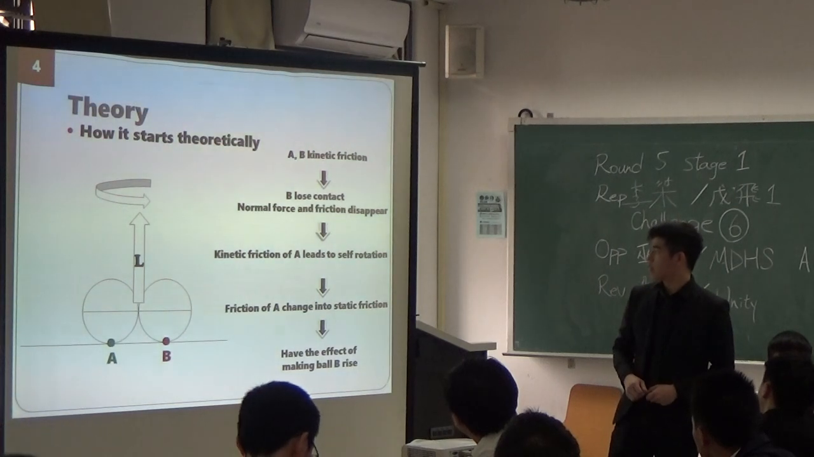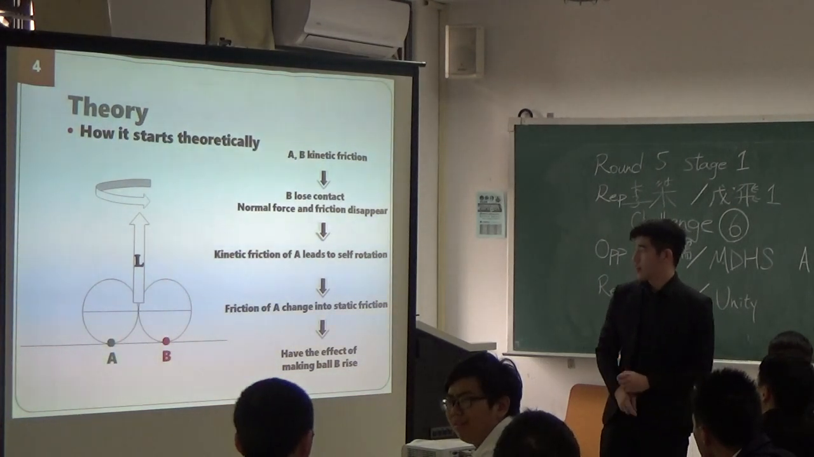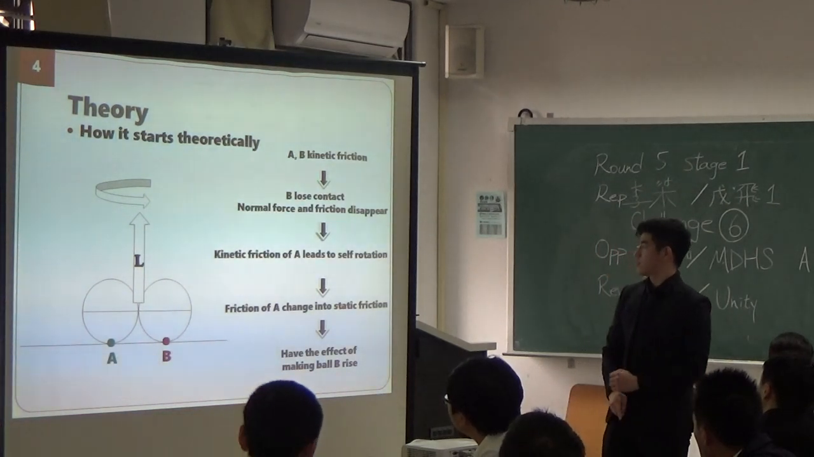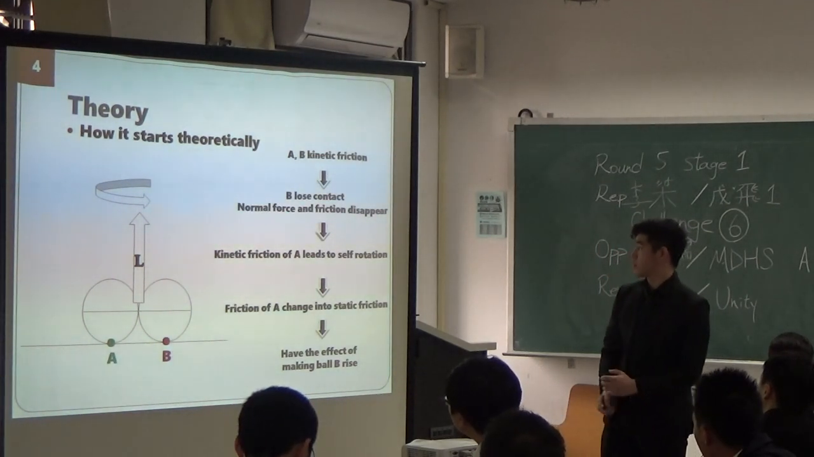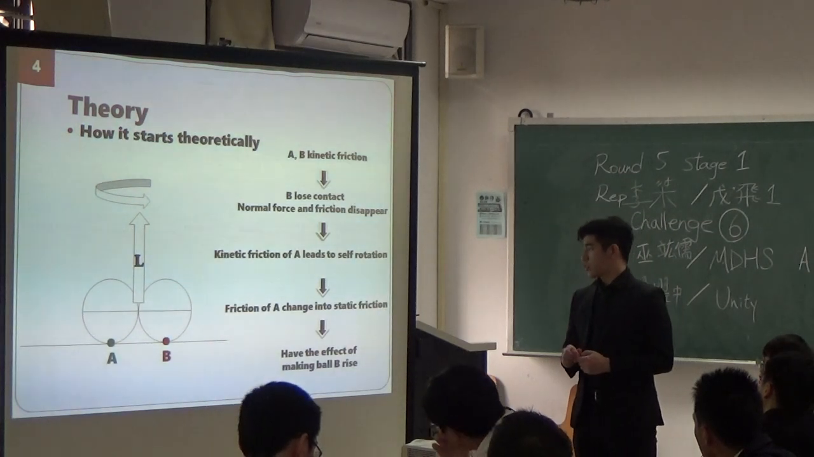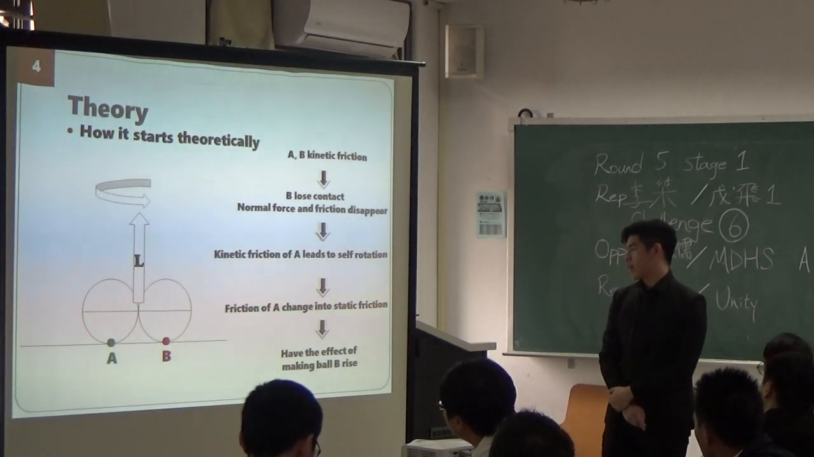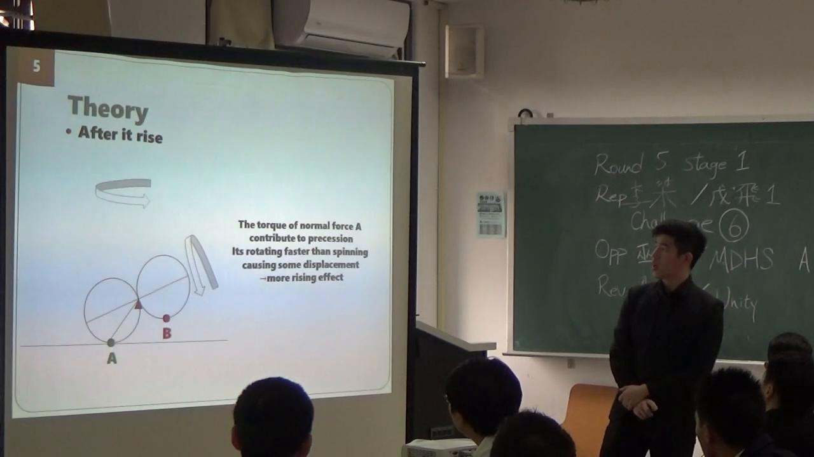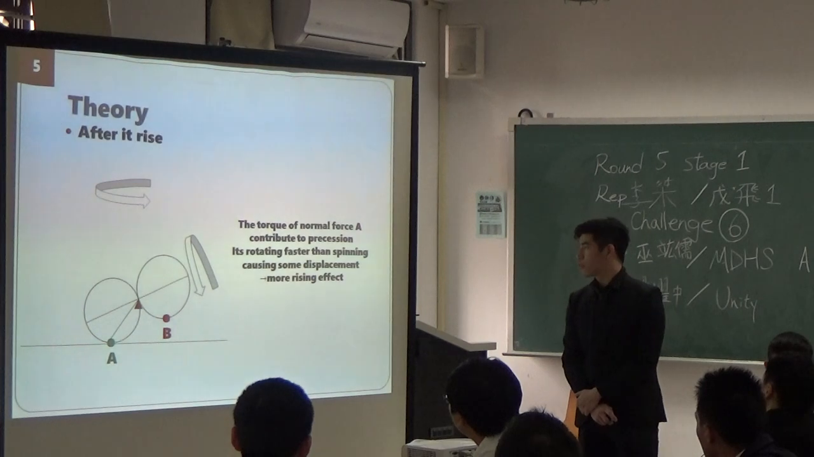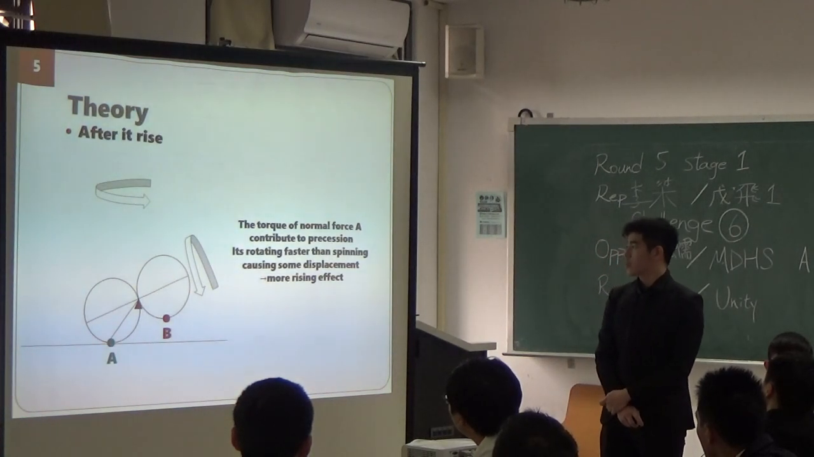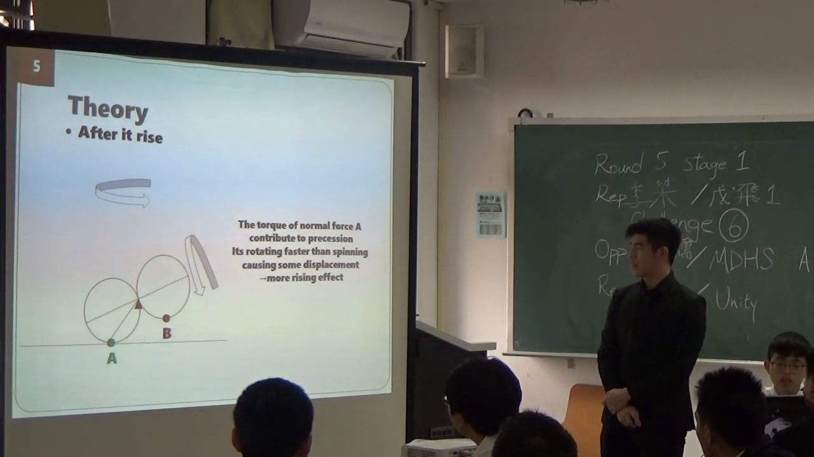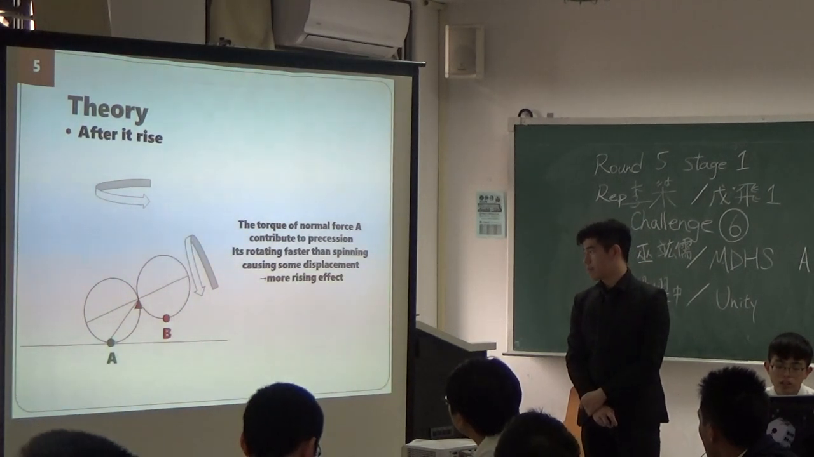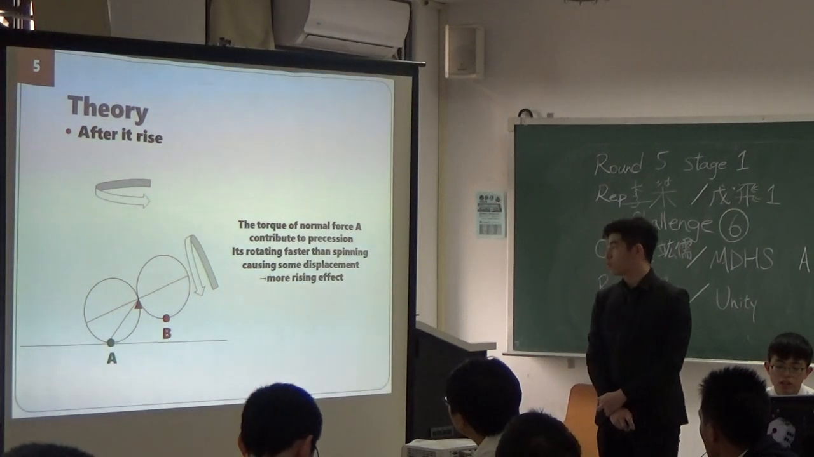And normal force B and friction B disappear. And kinetic friction of A leads to self-rotation. And since it started to rotate, friction A changed into static friction, which has the effect of making ball B rise. So after it rises, the torque of normal force A contributes to the precession. And if it's rotating faster than it's spinning, it will cause some displacement and cause more rising effect.